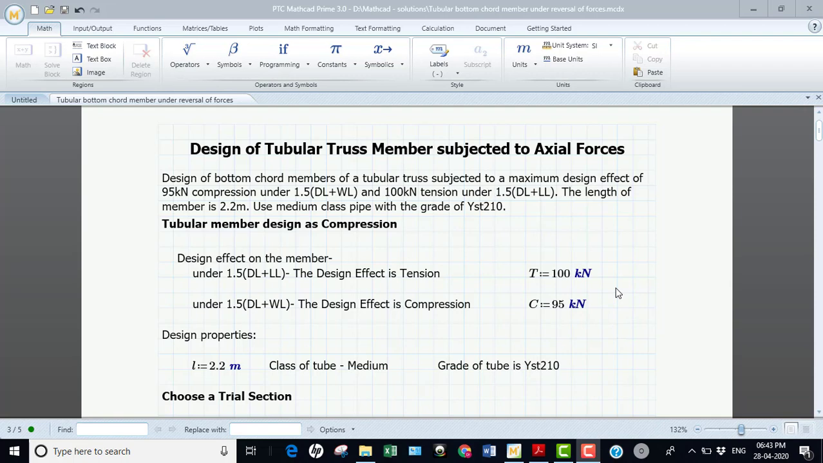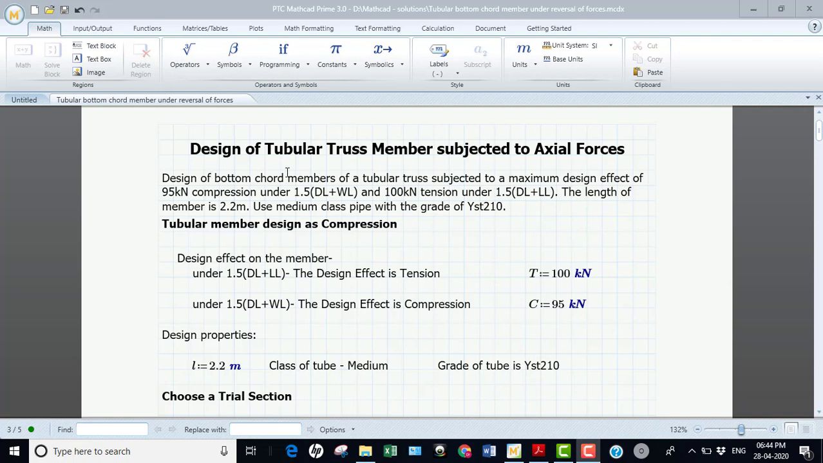If the member force magnitudes are high, then consider a rolled section as the member cross section. If the member forces are not that high, it may be medium or low, then you go for tubular sections as the member. So here I'm going to explain how to design a tubular truss member of a tubular truss structure. Here I took a design of a bottom chord member.